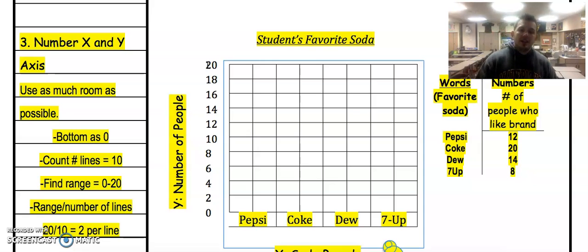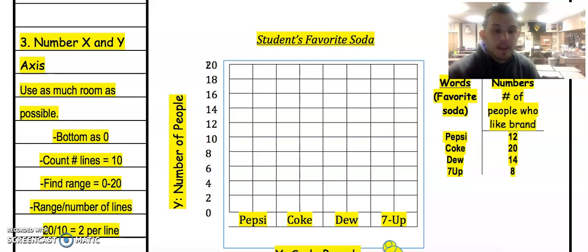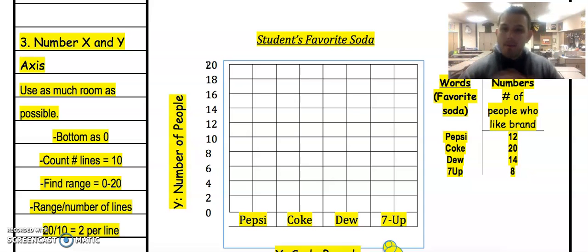So your range is 0 up to, well, what's my biggest number? 20. So I take my biggest number of people who said they like that soda, and divide by the number of lines, which is 10. What am I going to count by? Well, 20 divided by 10, that means I count by 2's on the left. It's really that simple. So 0, 2, 4, 6, 8, 10, 12, all the way to 20.